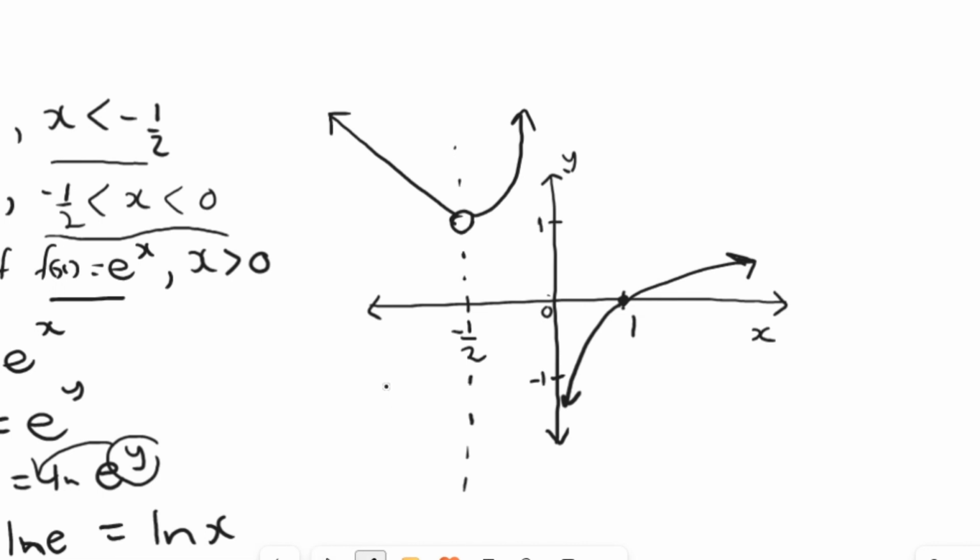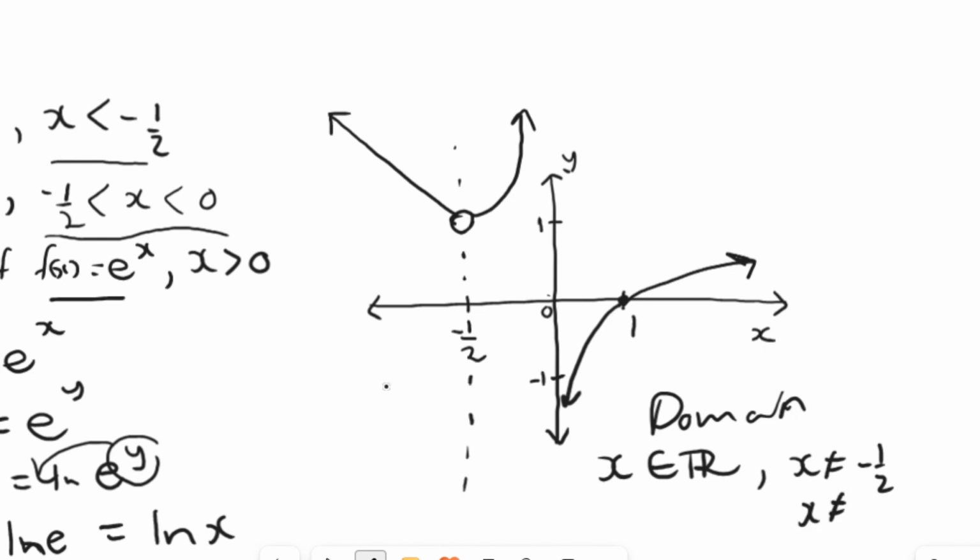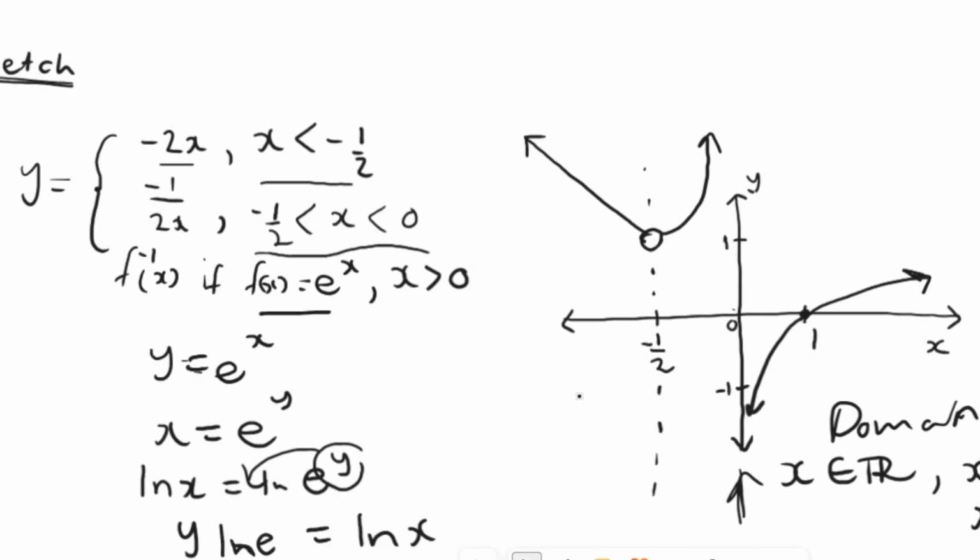The domain will be all x values, excluding the ones that we must exclude. So we write x is an element of all real numbers, but x must not be our first value, minus 1 over 2, and x must again not be the value where the function does not exist. The function will never exist at x equals 0. So x must also not be 0, because when x is 0, the function is undefined.